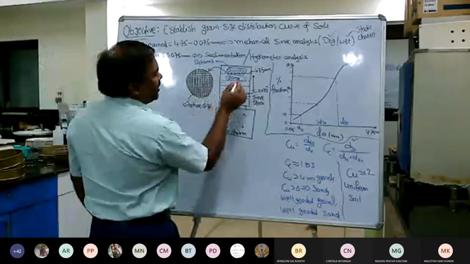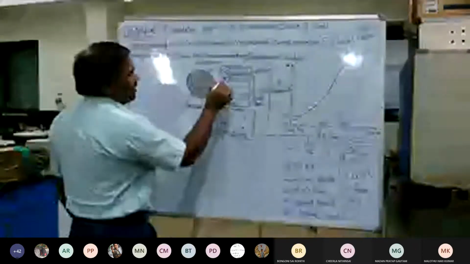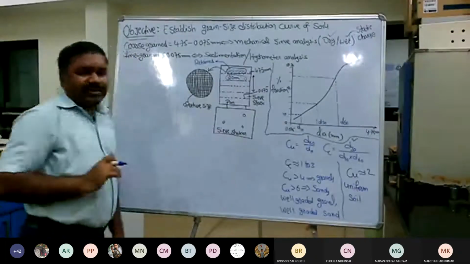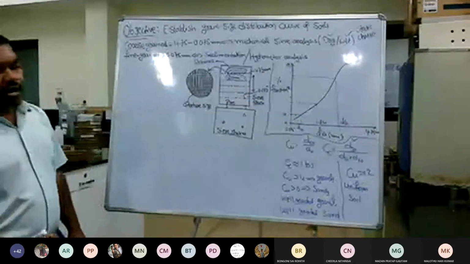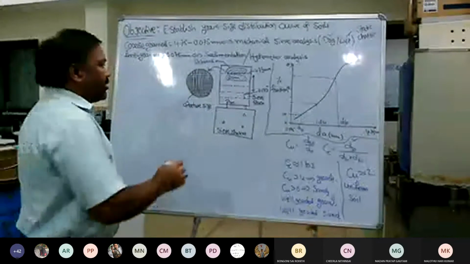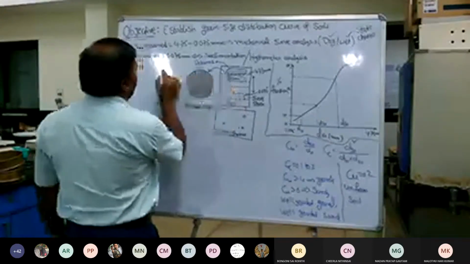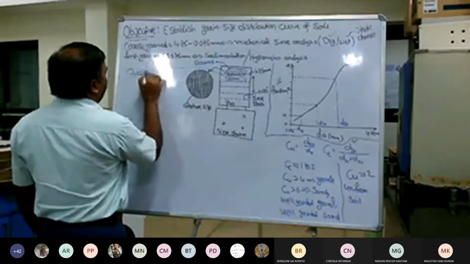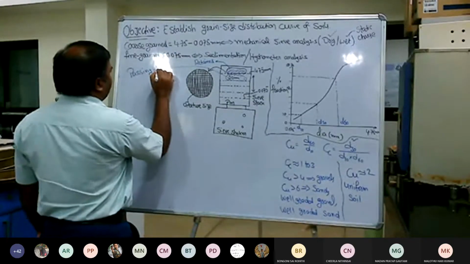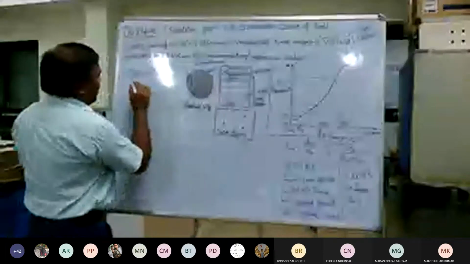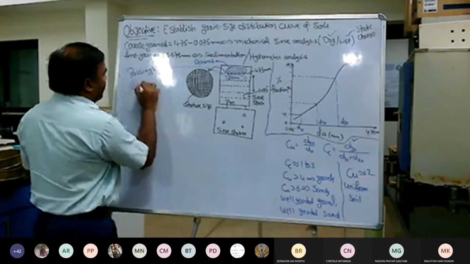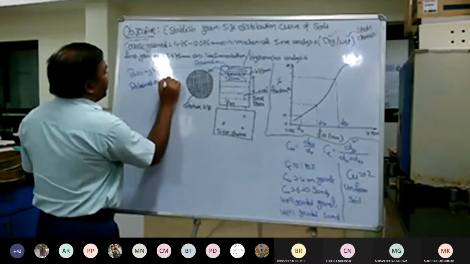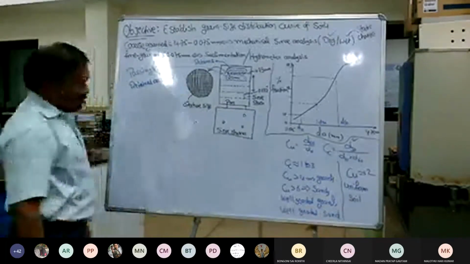Next is 2 millimeter. Here, how do you read it? It is read something like this: particles passing 4.75 but retained on 2 millimeter. So this is how we normally read it.